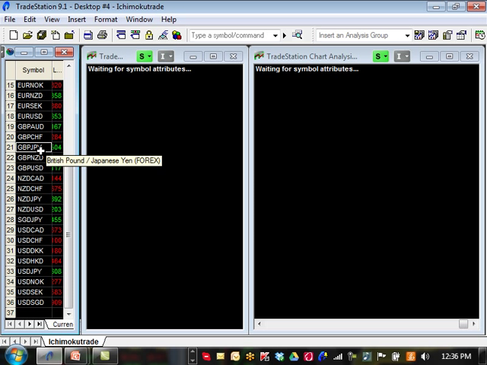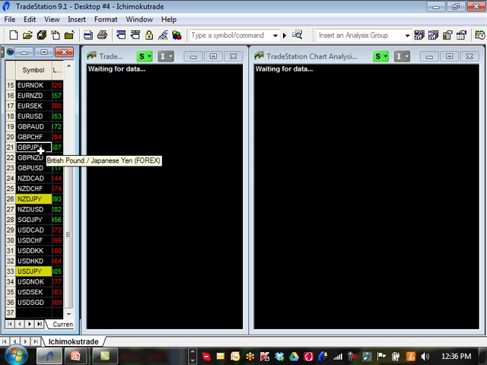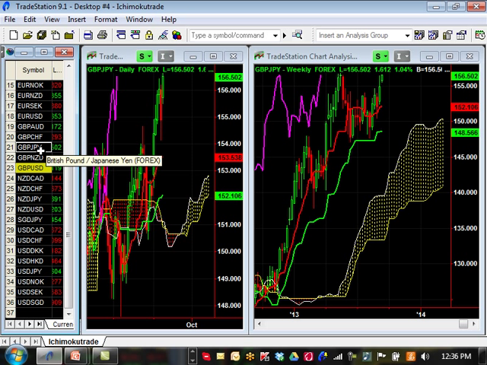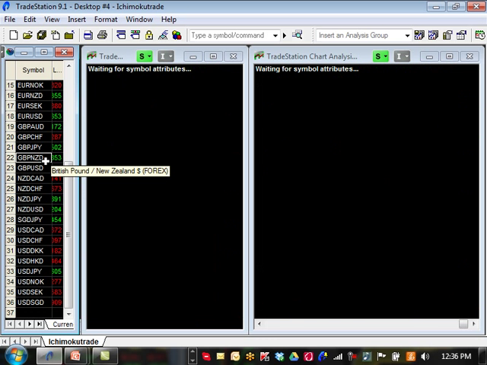Pound Yen, of course, is bullish trending just like all the yen pairs. It's at a resistance level right now. Minor support's 152.10.